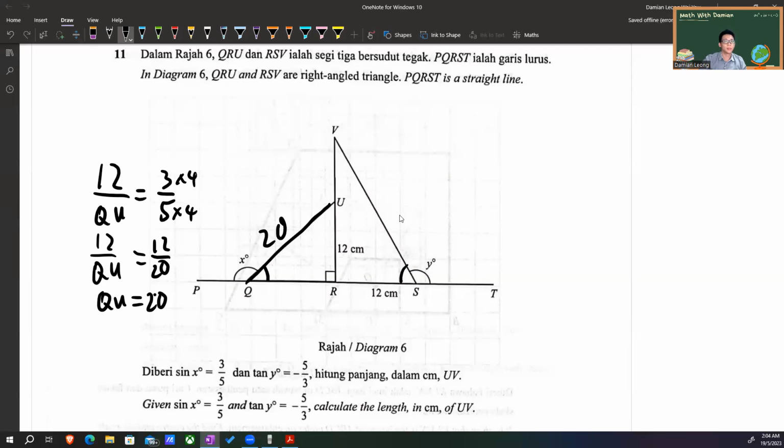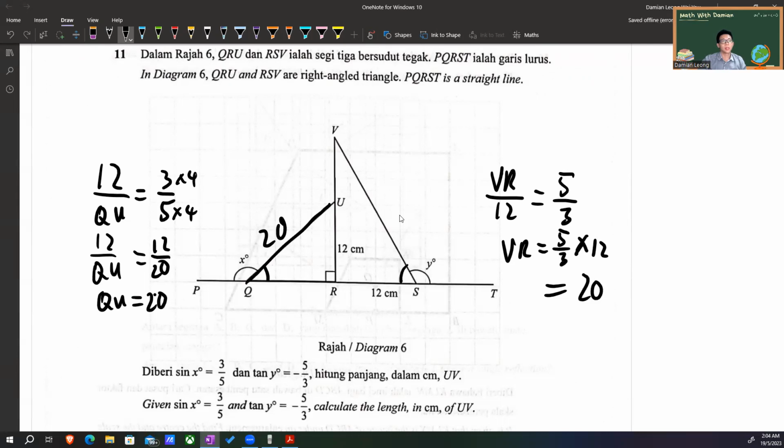Tangent y means opposite over adjacent. Opposite is VR over adjacent RS, which is 12, equal to 5/3. I can just get rid of the 12, bring it over, and multiply. 5/3 times 12 is 20. So VR is also 20.